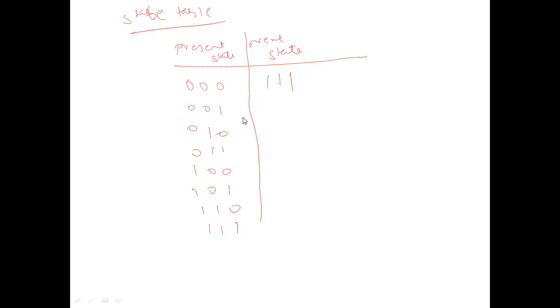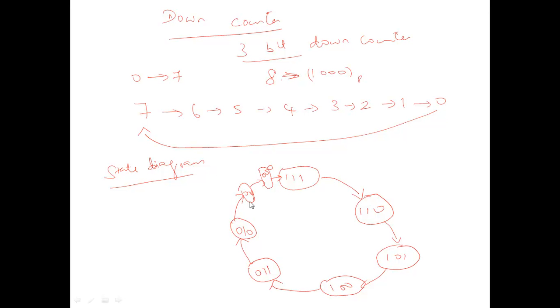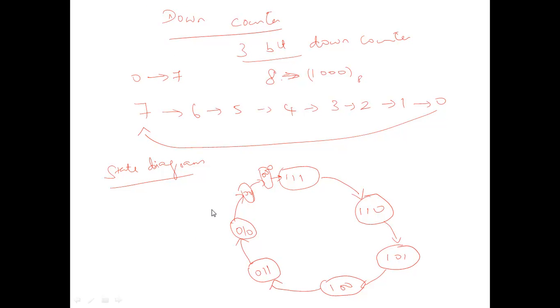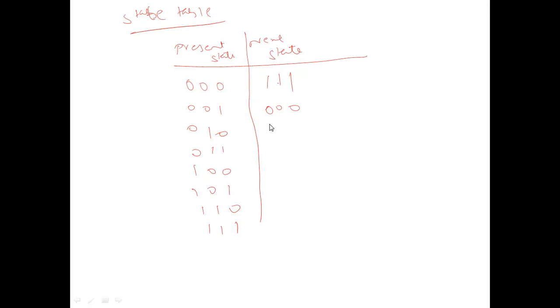After 0 0 1, you can see the next state is 0 0 0. Write 0 0 0 here. Next, 0 1 0. If the present state is 0 1 0, the next state is 0 0 1. Write it here. Like that you can complete it, so I am directly doing it here: 0 1 0, 0 1 1, 1 0 0, 1 0 1, 1 1 0. Okay, now you have completed the present state and next state.